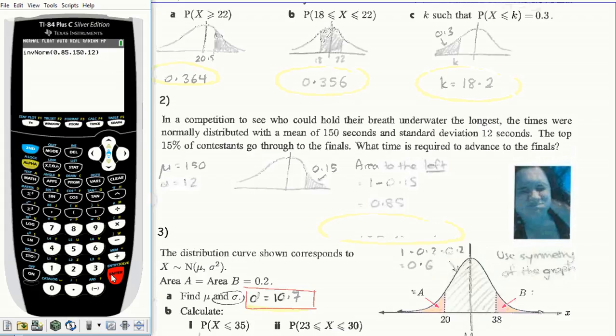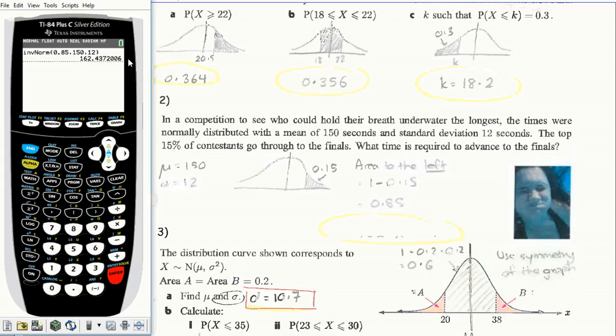Okay, so the number of seconds it takes to get into the final is: you need to be able to hold your breath for 162 seconds, rounded to 3 sig figs. So again, write it out unrounded first, so that if you make a mistake in rounding, you hopefully won't even lose a mark.